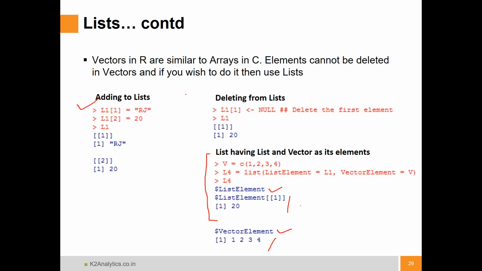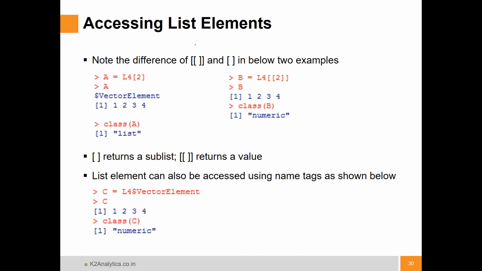So we have done adding elements and deleting elements, and we have seen a list having objects of different types, not just characters and numbers, but also objects like a list and a vector in it. Now, how can we access the elements? We have already used single brackets and double brackets. Let us quickly see the usage of single brackets and double brackets.